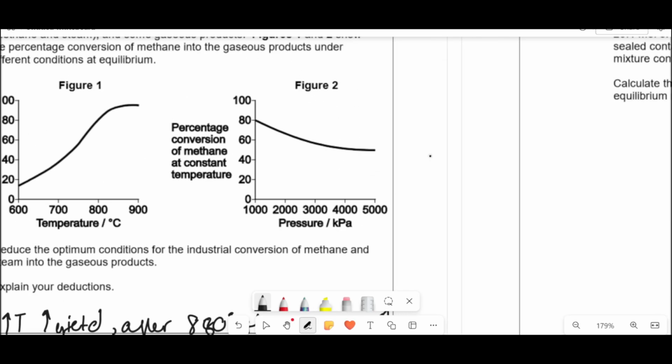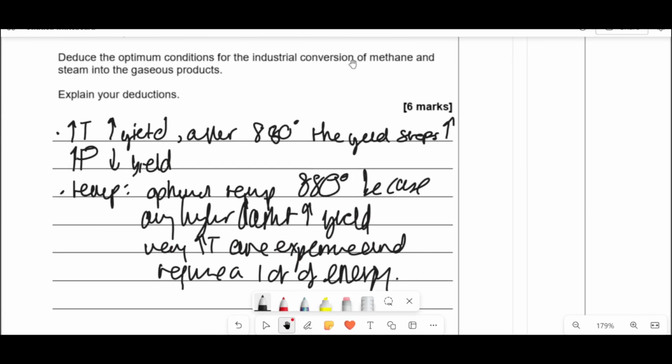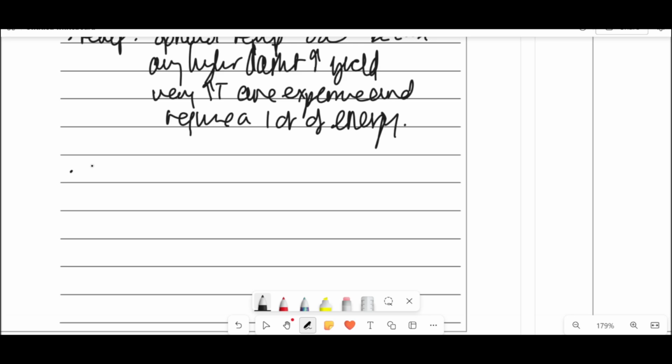Now here we need to talk about pressure. As you can see, if we increase the pressure, the percentage conversion of methane seems to decrease, but it kind of levels off here. Really, the problem is we don't want too low of a pressure either, because any reaction in the universe requires two things: a collision in the right orientation, and for those particles to have a minimum amount of activation energy, no matter what. No reaction will happen unless those two both are met.